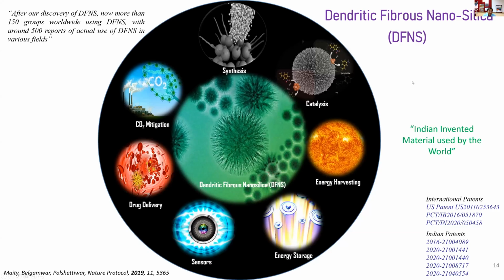Okay, so this is our material. We have several patents on it, and now more than 150 groups are using it for a large number of applications: catalysis, CO2 mitigation, drug delivery, sensors, energy storage, energy harvesting. Ideally it's a silica, but we have the ability to functionalize this material. You can make it hydrophobic, you can make it hydrophilic, you can make it semiconducting by coating with some semiconducting material, even plasmonic by coating some plasmonic material. You can load drugs. So you see a huge number of reports of the utilization of this material for a range of different applications.